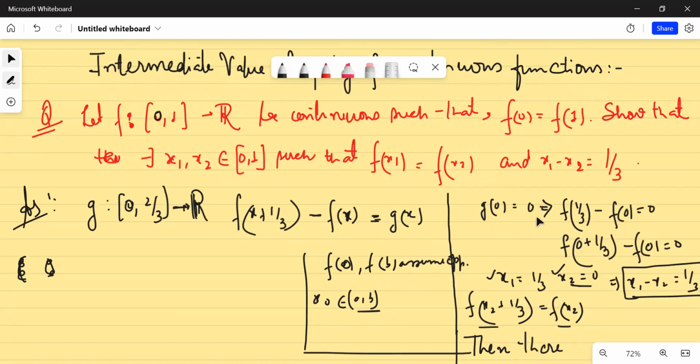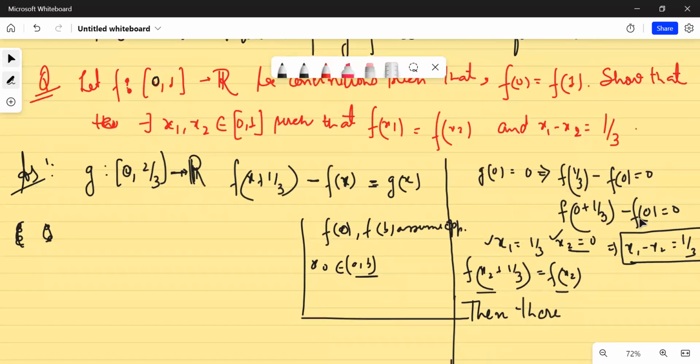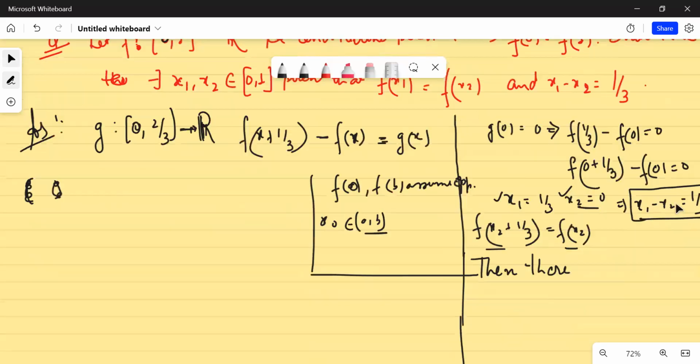Why am I even doing the question then? Because see, if g0 equal to 0, then obviously f of 1 by 3 minus f of 0 would become 0. That implies f of 0 plus 1 by 3 minus f of 0 would be 0. Or in other words, you simply take your x2 as 0. Because see, if x2 is 0, then your x1 will immediately become 1 by 3. See, from the question itself, x1 is x2 plus 1 by 3. And also you can see if this is the combination, then x1 minus x2 will become 1 by 3.